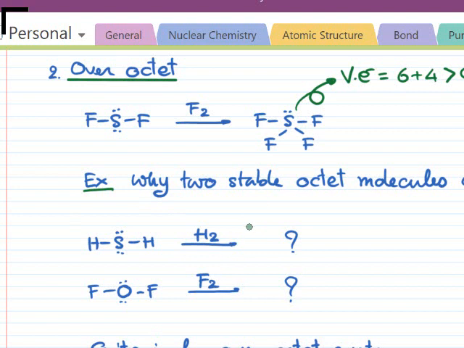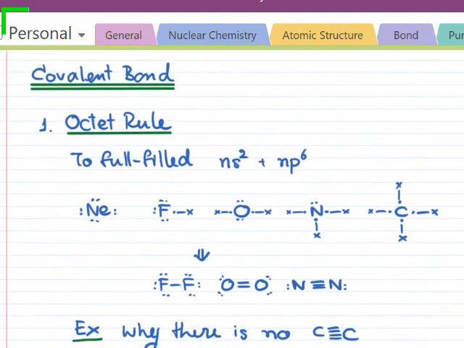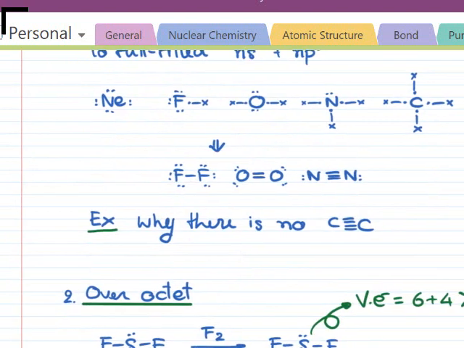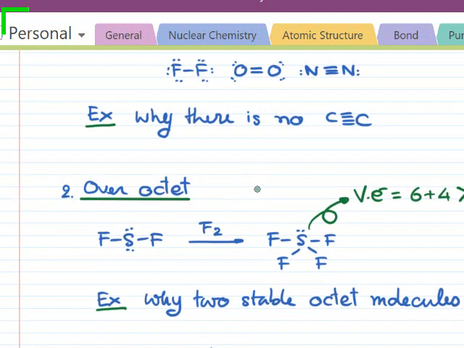This is due to something. We go back to the octet. As I said, the octet is coming from 2 and 6. 2 plus 6. 2 is the number of electrons in the s orbital when fulfilled. 6 is the number of electrons in the p orbital when it is fulfilled. So as you see here for SF4, the valence electron of the sulfur is more than octet. That means you need some other orbitals in order to bear the other 2 extra electrons.